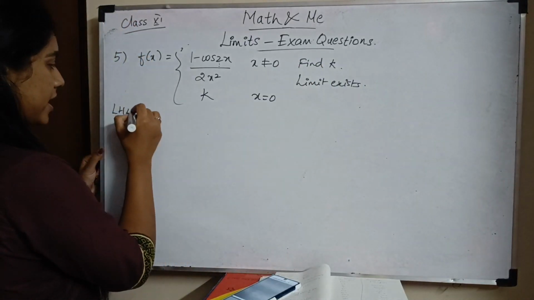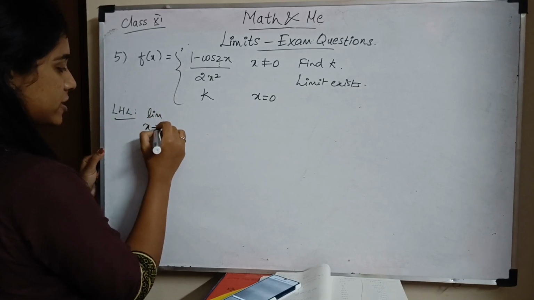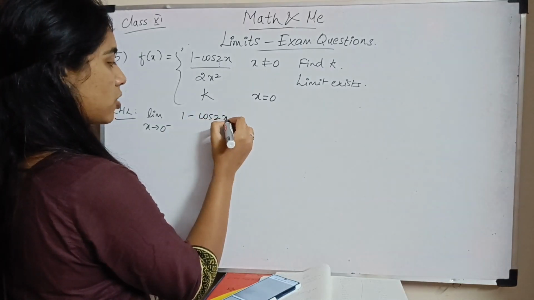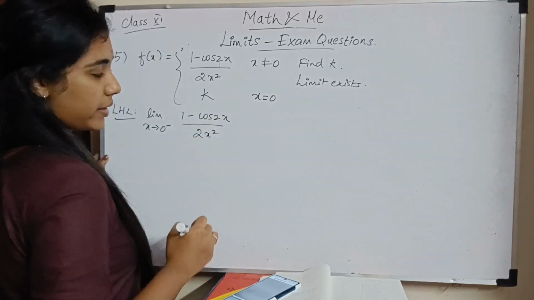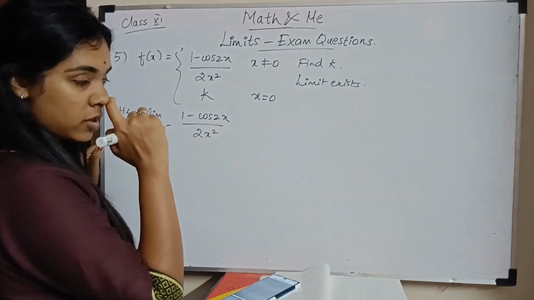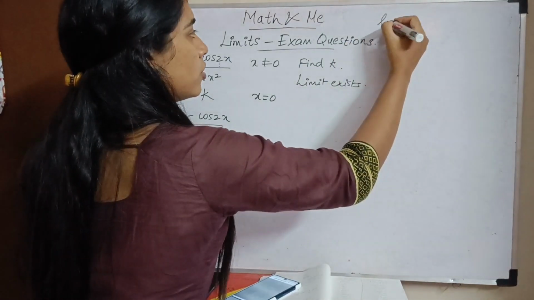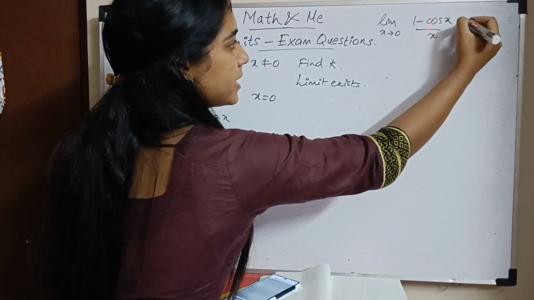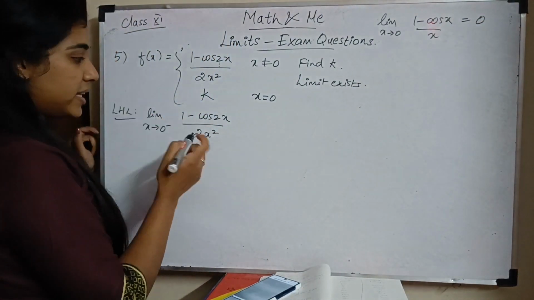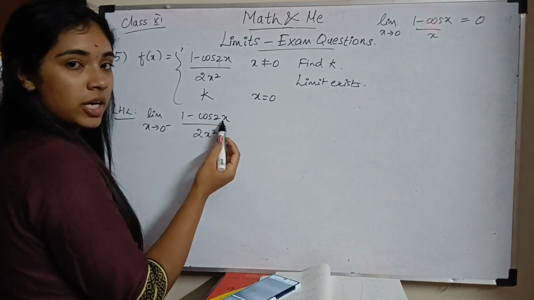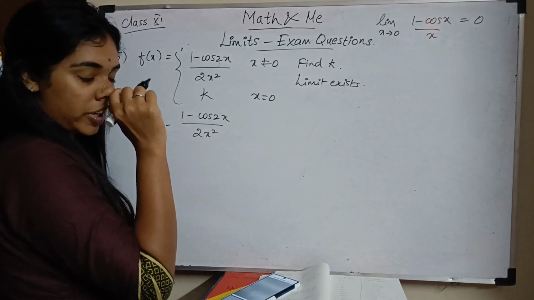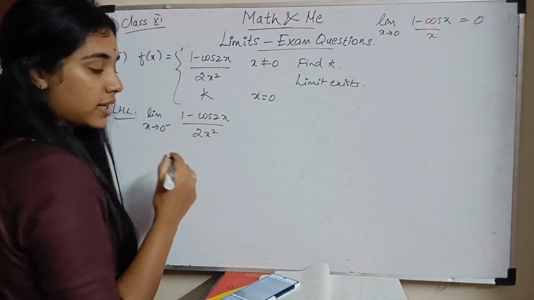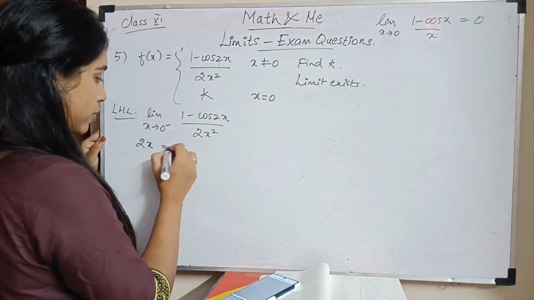So first, the left hand limit. Limit x tends to 0 minus of f(x). What is f(x)? 1 minus cos 2x divided by 2x². Then what can we do? We know one theorem. Limit x tends to 0 of (1 minus cos x) divided by x is equal to 0. But in this place, instead of cos x by x, what do you have? You have cos 2x by 2x². So I am going to change the variable 2x as y. We want one single variable with no coefficient. Correct? So what I am going to do? I am going to write 2x is equal to y.